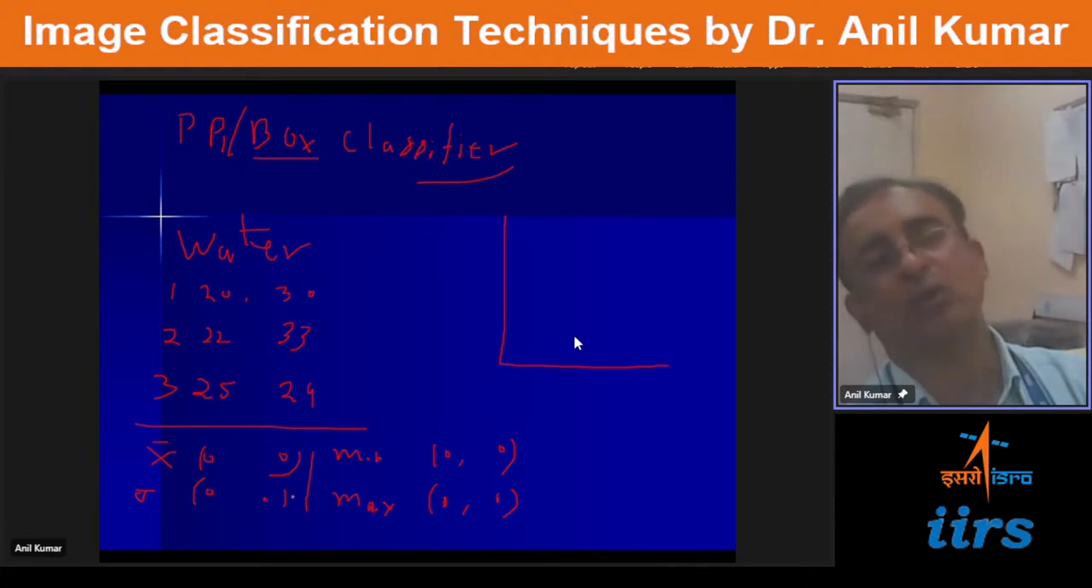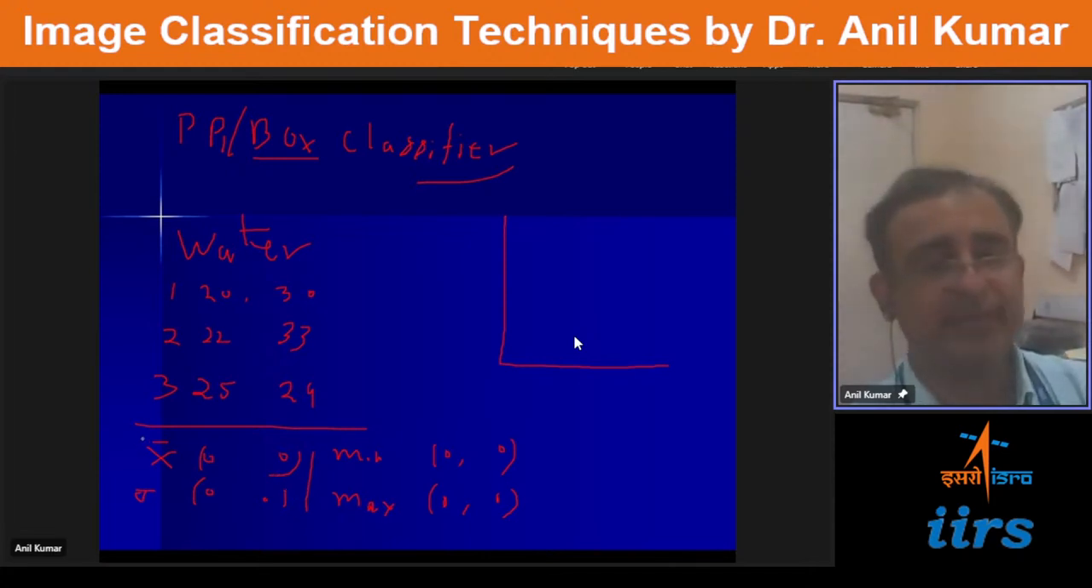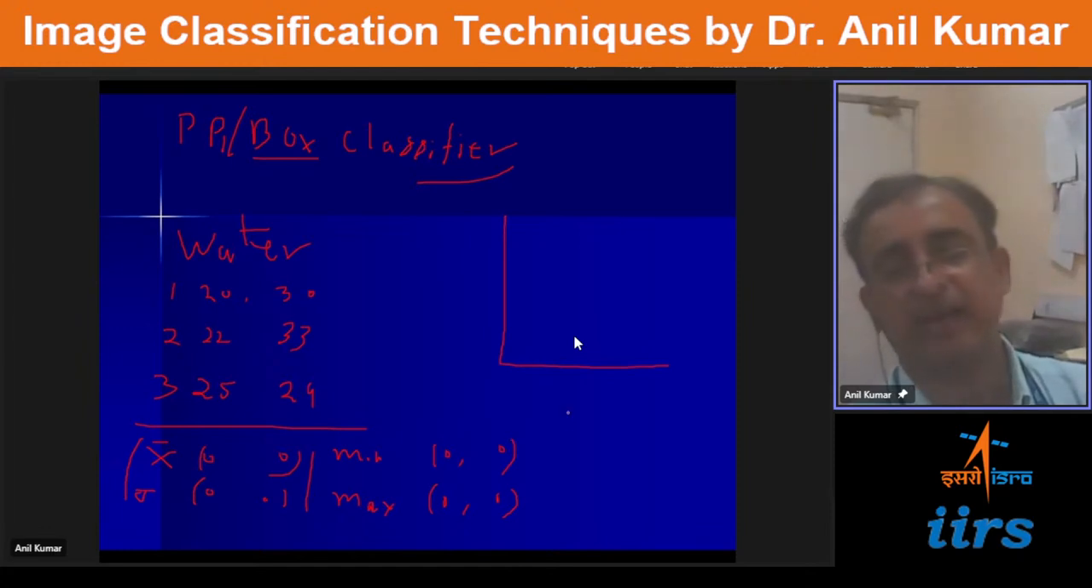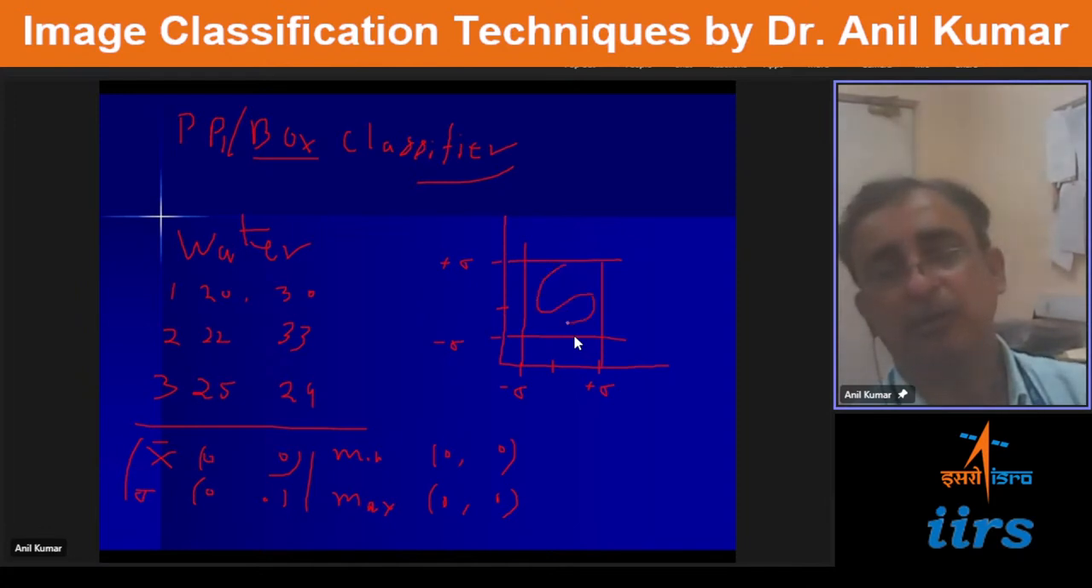So there are two methods through which we can create a box. If I'm using mean and sigma variation, that's standard deviation, the mean for class 1 is here. I'm showing you how to create the box for each class. The mean is here, this is your minus sigma and this is your plus sigma. In the same way, in the other band you have a mean, then minus sigma and plus sigma. If you connect these lines, you get this box. This box is your class water.